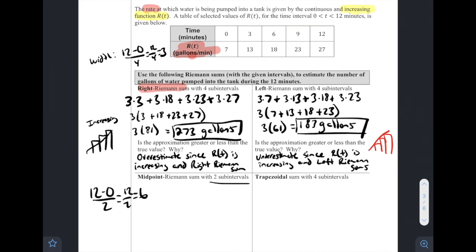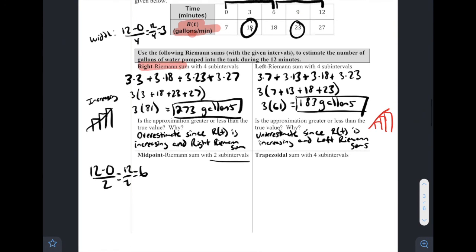Well, I'm going to erase the intervals that we've got here. Essentially, if the width is 6 and we're going from 0 to 12, we have one rectangle going from 0 to 6, and then another rectangle going from 6 to 12. The midpoint means that we need to use the height of the function halfway between those x values, or t values in this case. So halfway between 0 and 6 is 3. So I'm going to actually use 13 as the height for that first rectangle. And then halfway between 6 and 12, the midpoint of those is 9. So I'm going to use the height of the function there, which is 23.